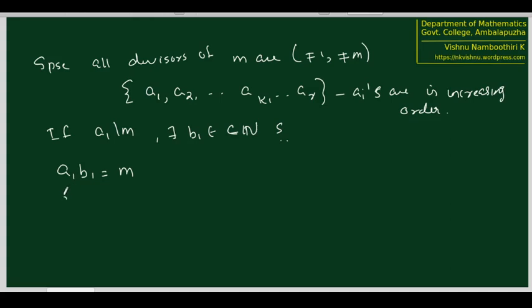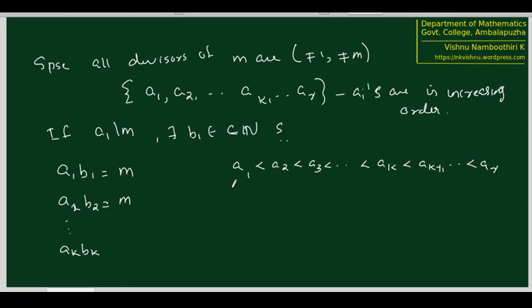Suppose that the next one is A2 B2 equal to m. Remember that we are not assuming A1, A2, etc. to be prime or anything like that. They are just divisors. So keep on going like this and we will get Ak Bk. Remember that the Ai's are increasing. So A1 is less than A2, less than A3, less than etc., less than Ak, less than Ak+1, etc., less than Ar. This is the assumption we have.